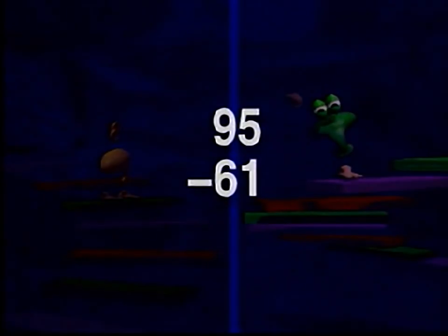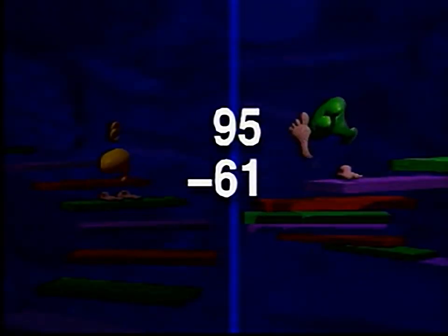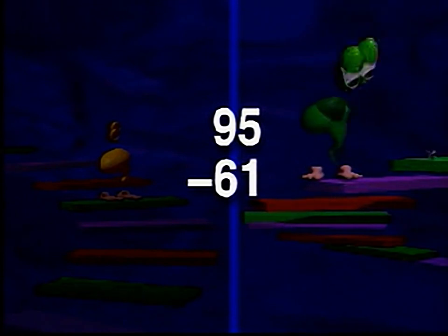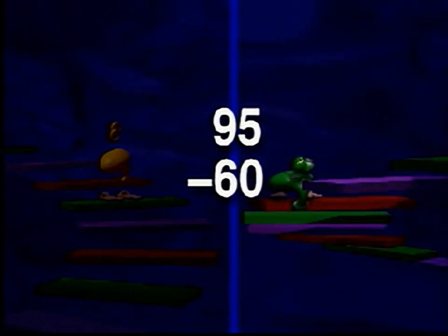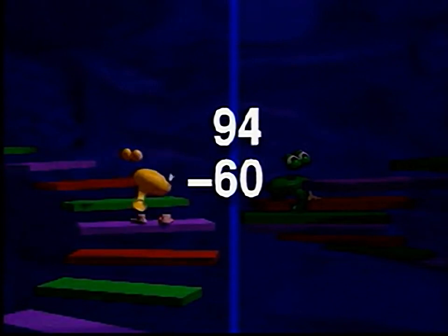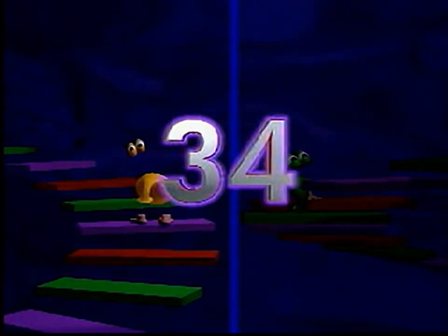Sure. We'll take 95 minus 61, for example. It's easiest if we make the number we're subtracting be an even 10. 61 is only one step above 60. Since I'm stepping down one step to 60, 95 must go down one step to 94. That gives us 94 minus 60. The difference is 34.